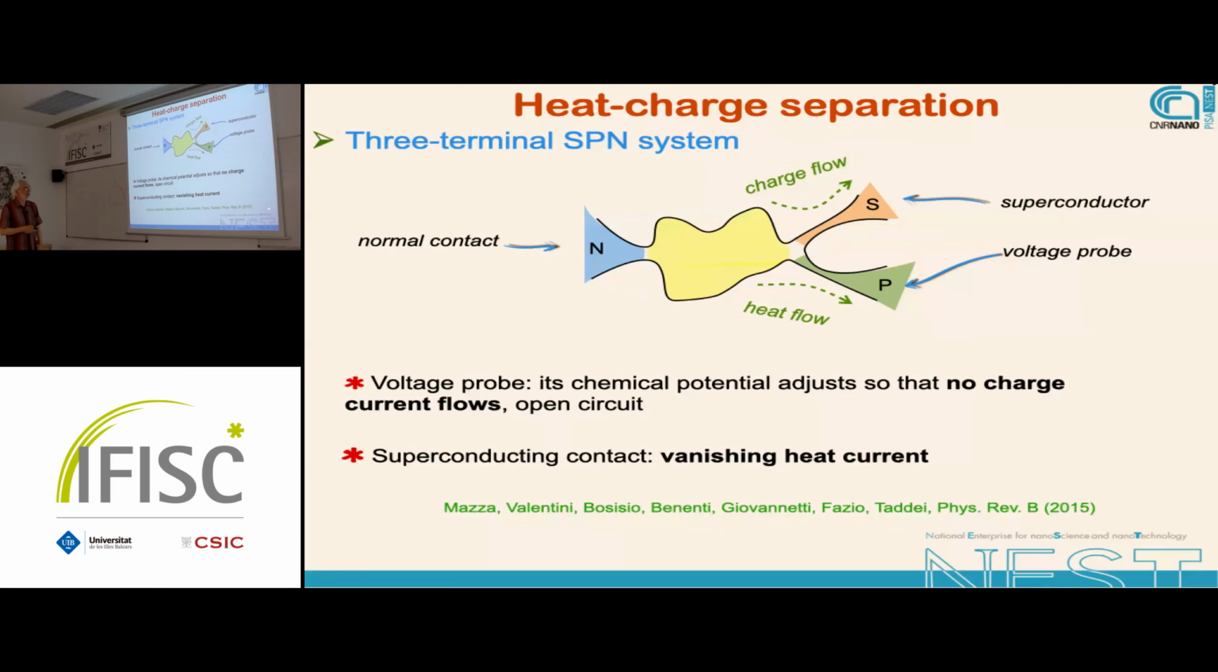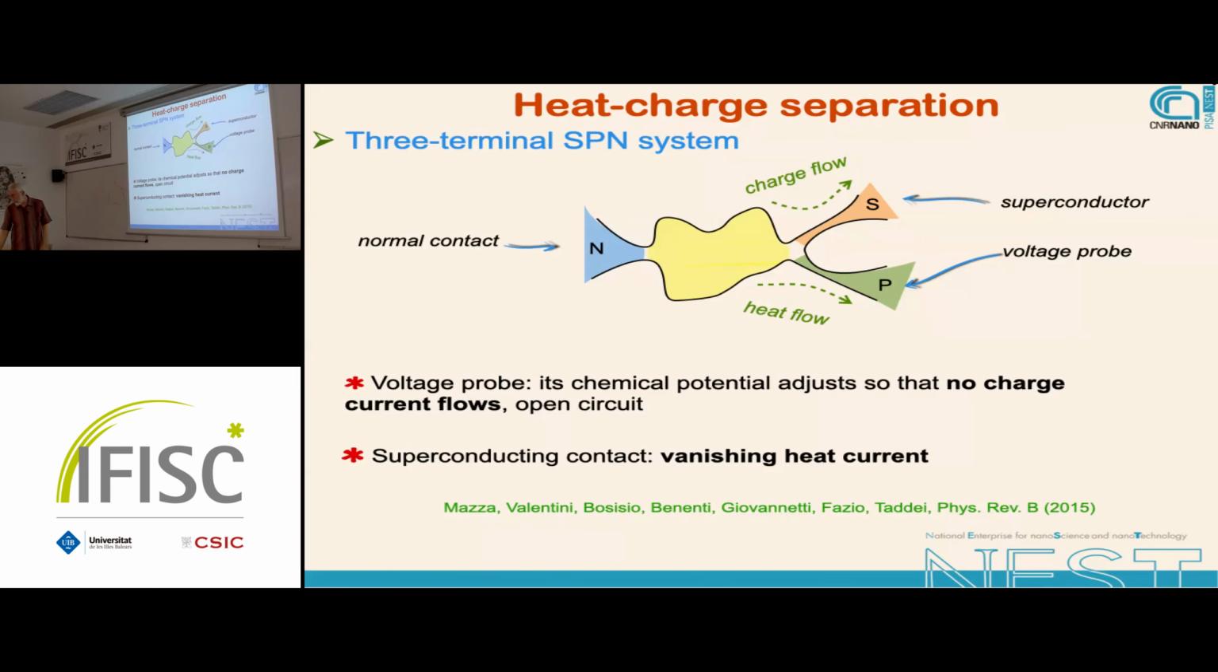So in this paper here, almost 10 years ago, what we wanted to do was to check how the performance of a heat engine can improve by separating heat and charge. So the idea here was not to propose a system which does heat and charge separation, but to see how charge separation can be used to increase, if really increase, the performance of a heat engine.